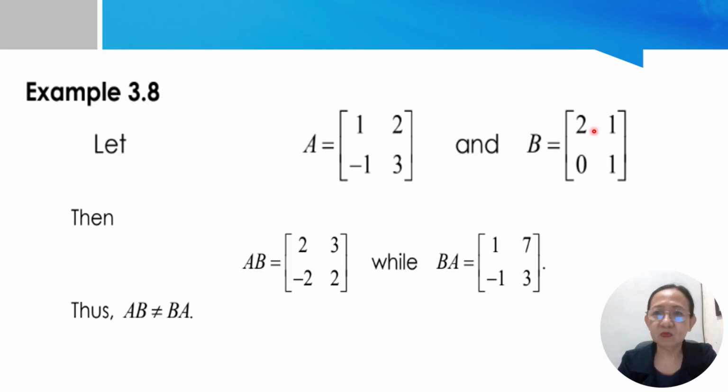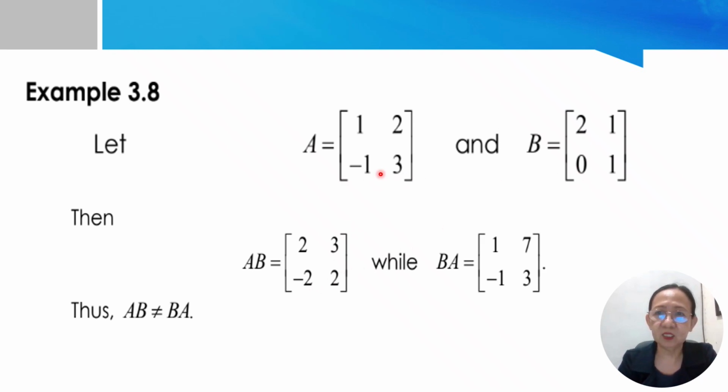So, we have 1 times 2 is 2 plus 2 times 0, which is 0. That's why we have here 2. And then, 1 times 1 is 1 plus 2 times 1 is 2. So, therefore, we have 1 plus 2 is 3. And then, negative 1 times 2 is negative 2, plus 3 times 0 is 0. So, that's why we have a negative 2.